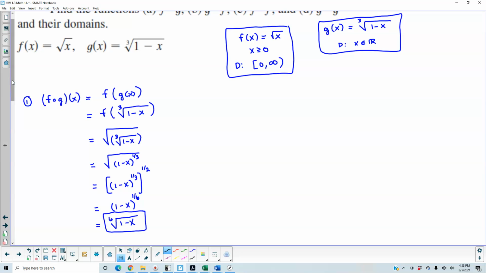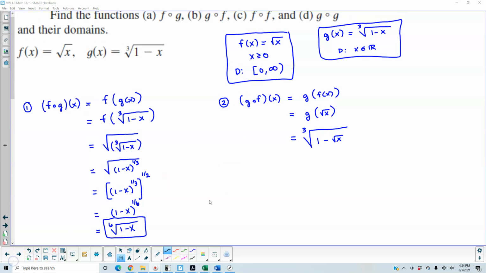Okay, let's take a look at number 2. Number 2 is g composite f of x. And that definition states that we have g of f of x, where f of x is the input on g. So it's going to be g of the square root of x. So that becomes the cube root of 1 minus the square root of x.